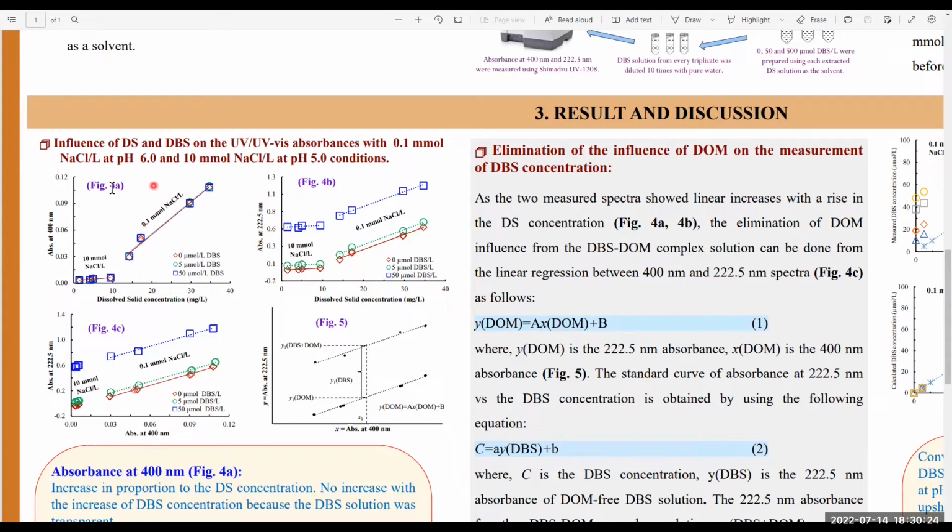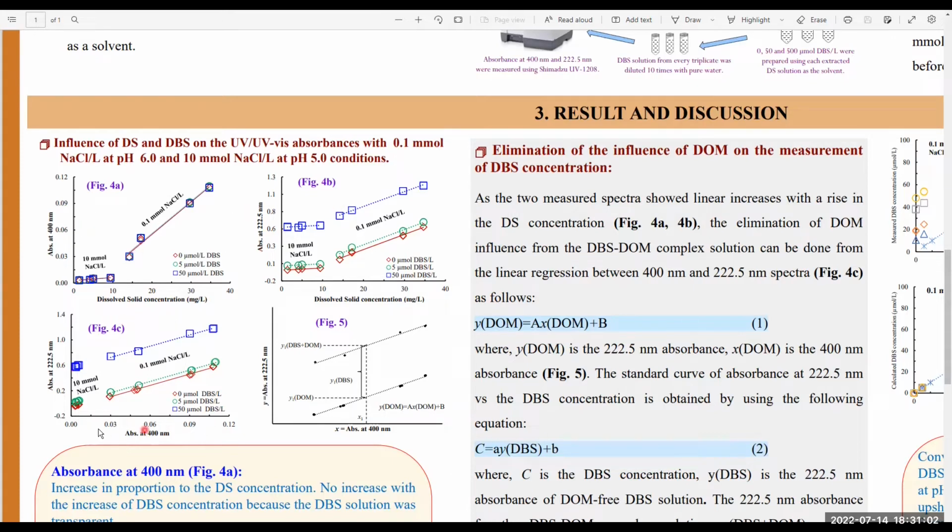Unlike the previous picture, in this graph we see that because of the difference in DVS concentration, they give different levels of absorbance in the 2 to 2.5 nanometer spectrum. Yes, of course, both absorbances are affected by the dissolved solid concentration, but this UV absorbance is a reflection of the DVS concentration here. And after that, we compared these two absorbances.